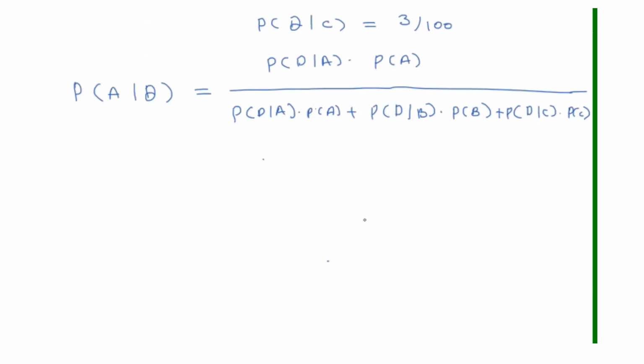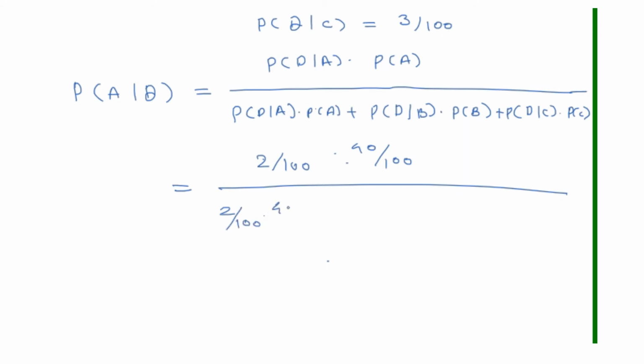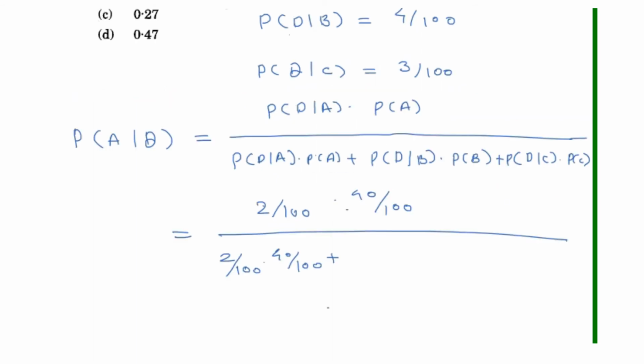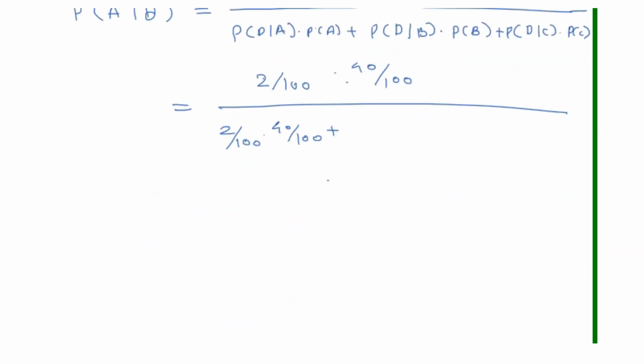So after putting all these values together, this probability will be 2 divided by 100 into 40 divided by 100, divided by, again the same, 2 by 100 into 40 by 100 plus the second one will be 4%, and the factory production will be 35%, and the last one will be 3% defective from the 25% of factory production.